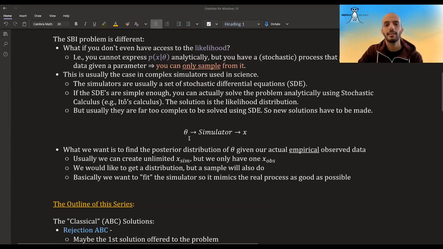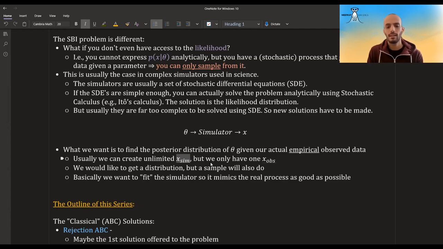In short, we have this parameter, we put it in a simulator and it generates some data for us. And we want to find the posterior distribution of theta given some empirical observed data. I noticed that there is a distinction between X observed, which is something that we actually observed in nature, for example, some actual phenomenon, and X simulated, which is something that our simulator is trying to simulate. We are trying basically to fit the simulator such that it will mimic the real process as well as possible.